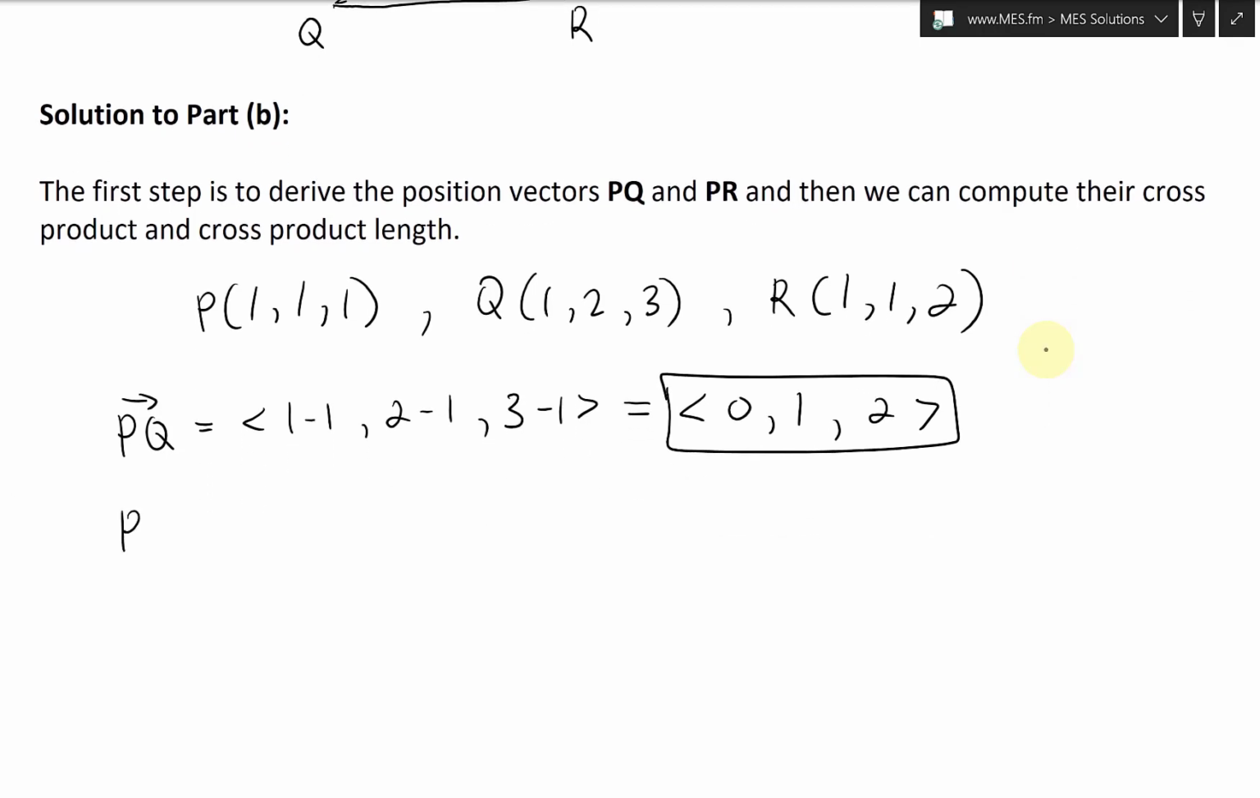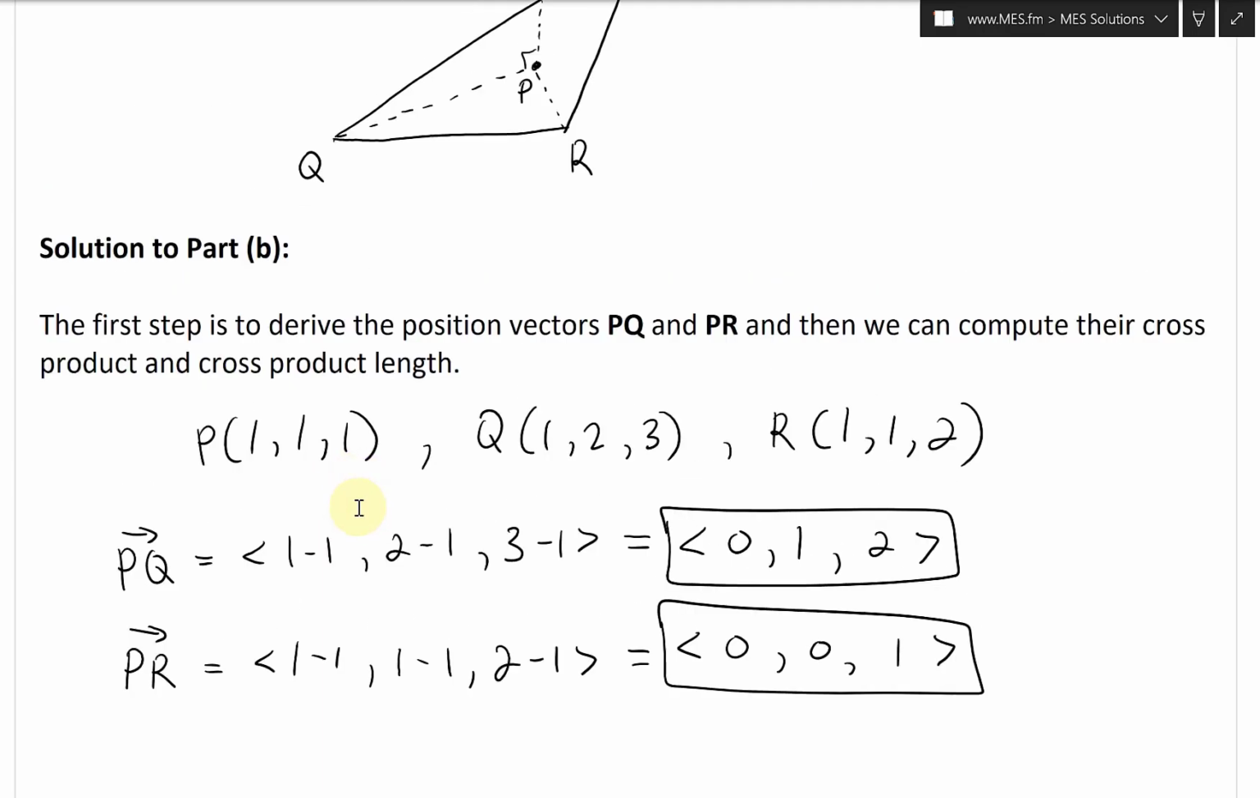The next one is PR. All right, PR is equal to 1 minus 1. And then we'll have this 1 minus 1. And then 2 minus 1. And now this equals 1 minus 1 is 0, 1 minus 1 is 0, and 2 minus 1 is 1.